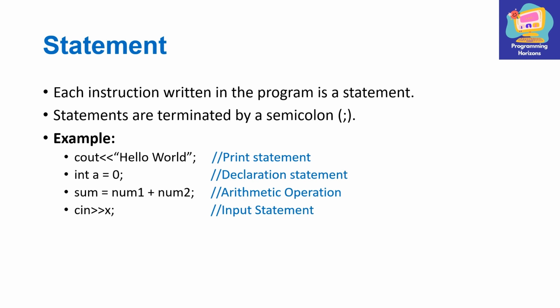There could be a print statement in your program such as cout hello world, or a declaration statement where we are declaring an integer a and also initializing it at the same time. There could also be an arithmetic operation statement such as sum equal to num1 plus num2, or we could have an input statement. All of these are terminated by a semicolon.